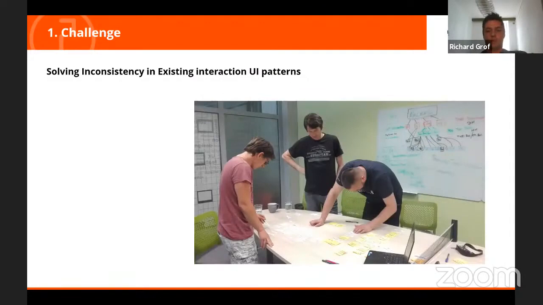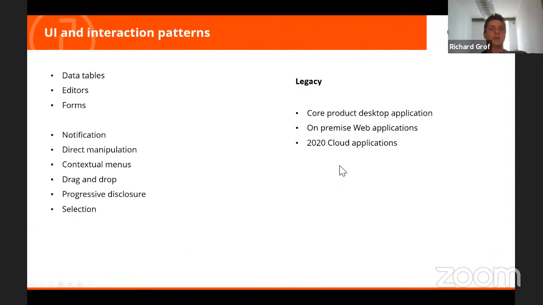A part of the problem is managing assets and processes, which are the main cause of inconsistency in patterns. We're also dealing with inconsistency in existing products. Typical UI patterns and interaction patterns are related to our product, which mainly consists of data management and visual editors.